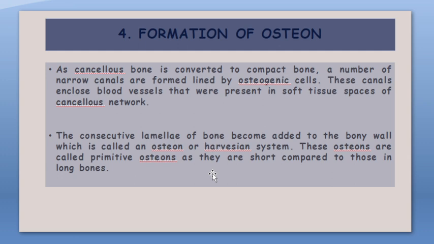The consecutive lamellae of bone become added to the bony wall, which is known as osteon or Haversian system, which is the primary elementary unit of function of the bone. These osteons are called primitive osteons as they are short compared to those in the long bones. And as and when the new bone formation starts, these maturing osteons get more and more longer.